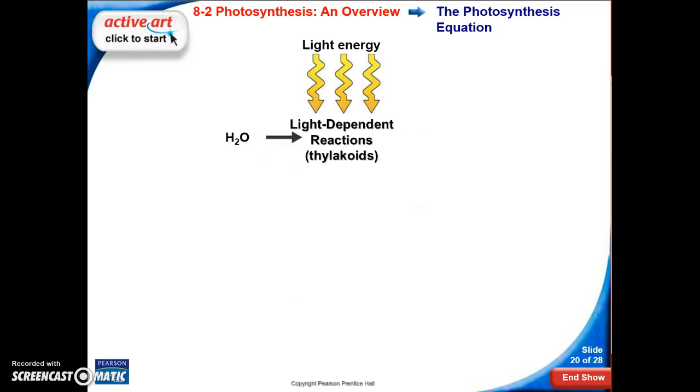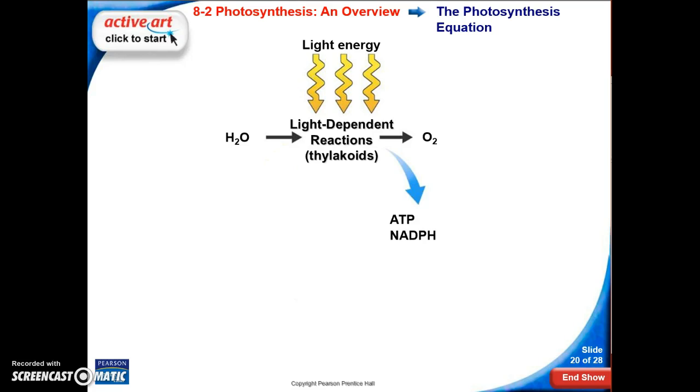So if you remember again, a chloroplast is an organelle within a plant cell. And within that organelle, we have two sections. We have a thylakoid section, and we have the fluid surrounding the thylakoid, which we call the stroma. And so within the thylakoid is where we have the first part of photosynthesis occurring. This is where the light energy from the sun is absorbed and the light-dependent reactions are occurring. And in order for them to occur, we need water to be present.